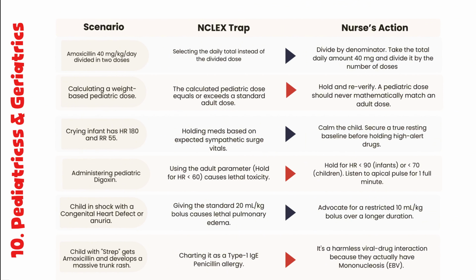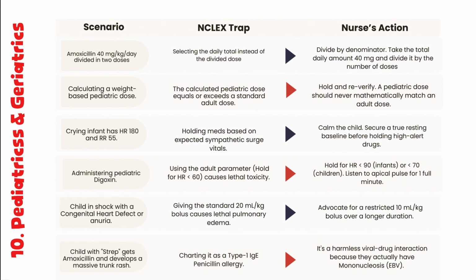A crying infant's elevated heart rate and respiratory rate reflect a normal sympathetic surge. Calm the child and get a true resting baseline before holding a high alert drug like digoxin on the basis of a false measurement. And speaking of digoxin, the adult threshold of holding for a heart rate under 60 does not apply here. Hold for under 90 in an infant, under 70 in a child, using a full 60-second apical pulse.